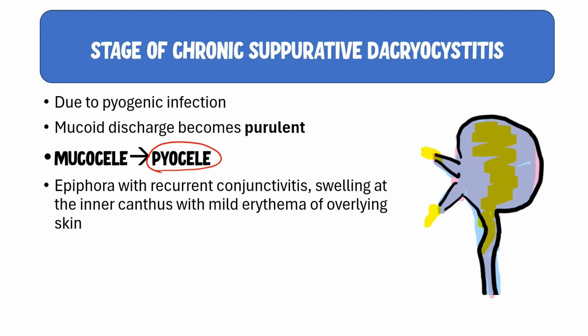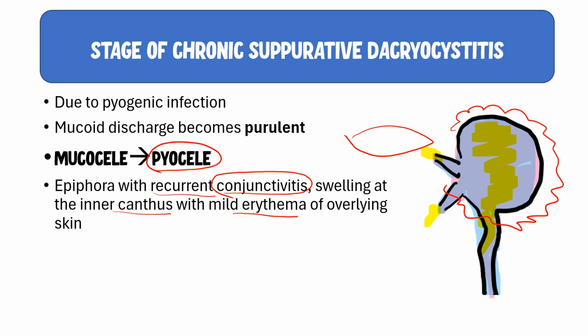Okay, now at this point the patient will have epiphora, and they will also complain of recurrent conjunctivitis, and swelling at the inner canthus with mild erythema of the skin. Now because infection has occurred, you will also see surrounding changes.